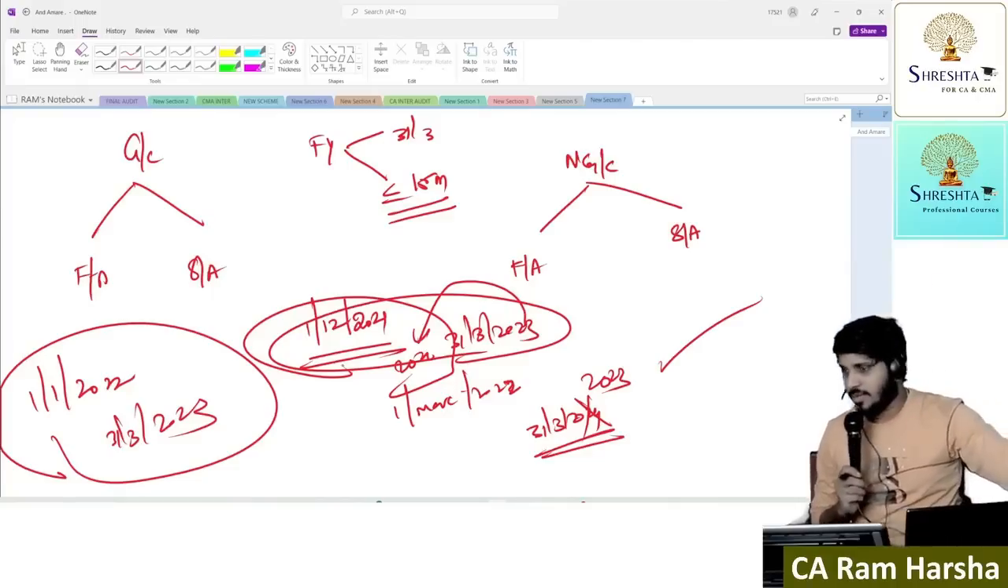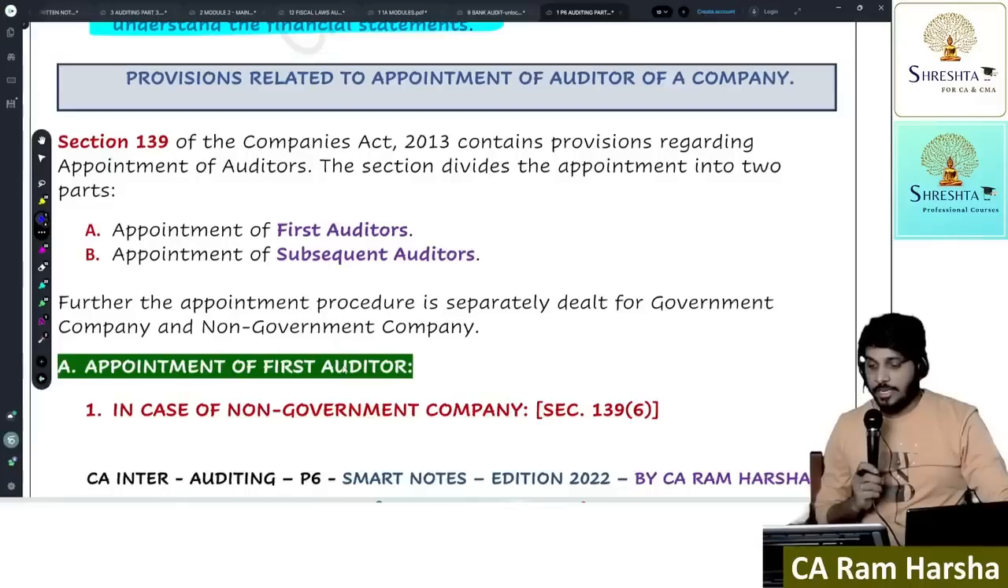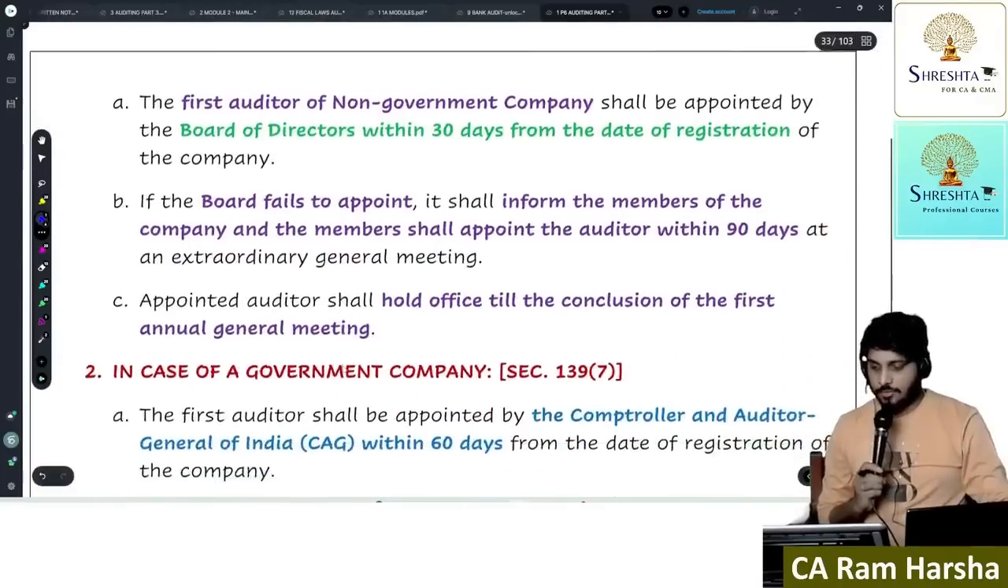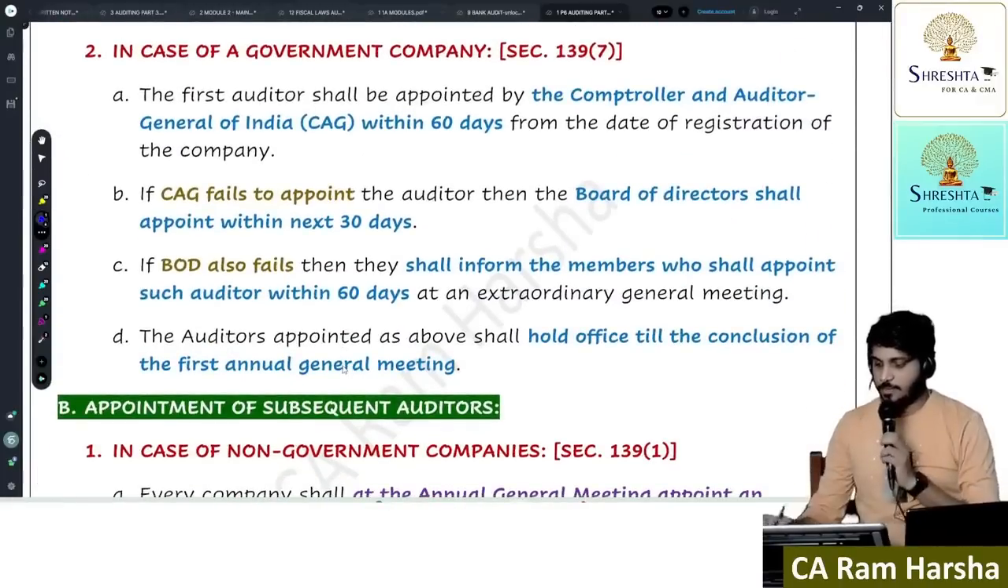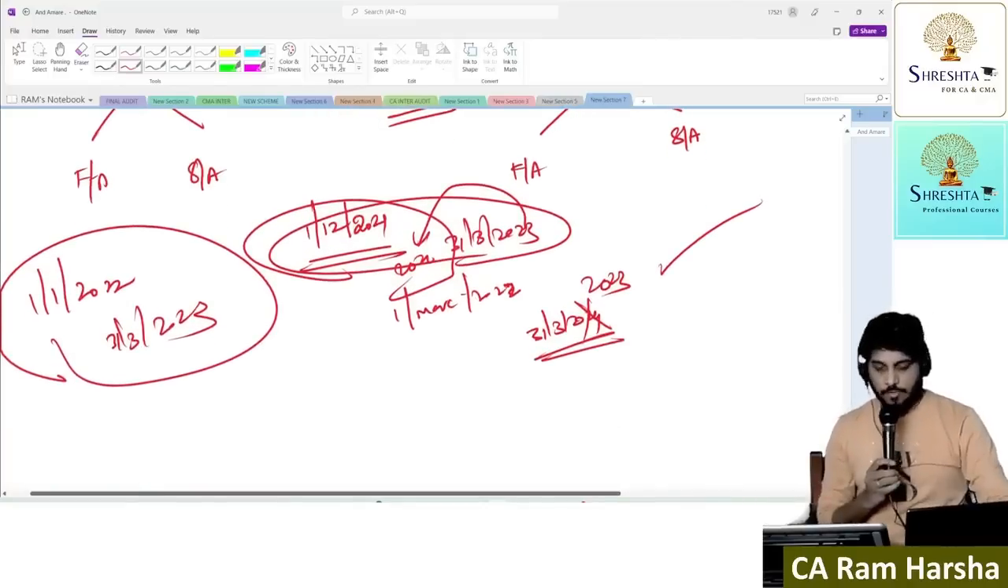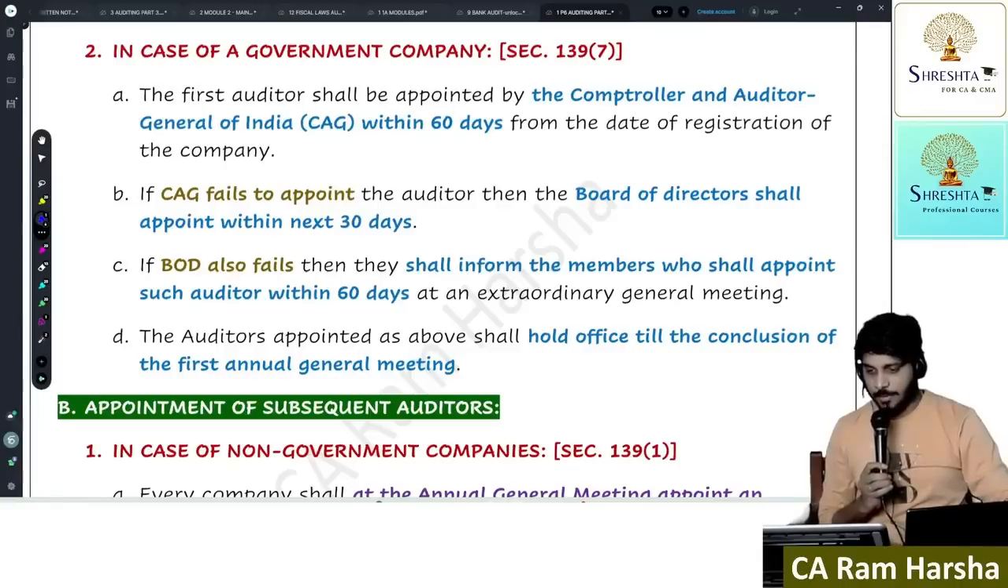Very clear. Next. If an auditor is appointed for the first year of incorporation, we call him the first auditor. The remaining are called subsequent auditors. Now, in case of a government company, first we will discuss the provisions for a government company. So what is the procedure for appointment of auditor in case of a government company?